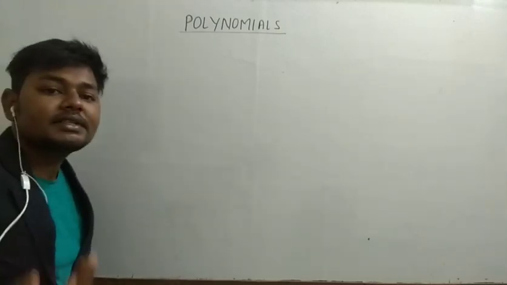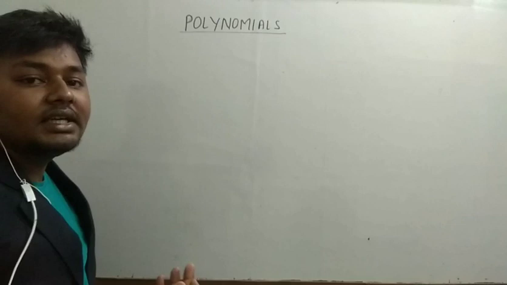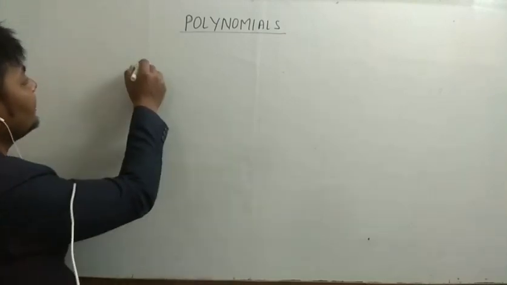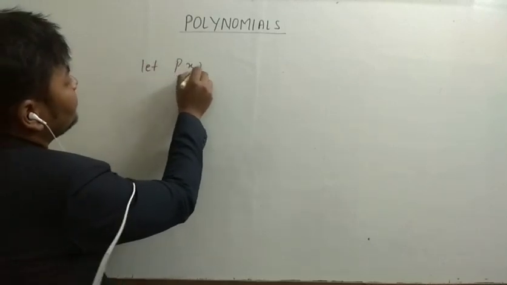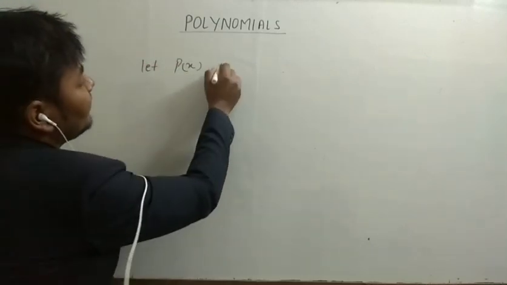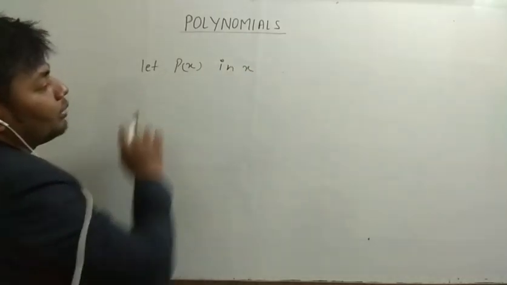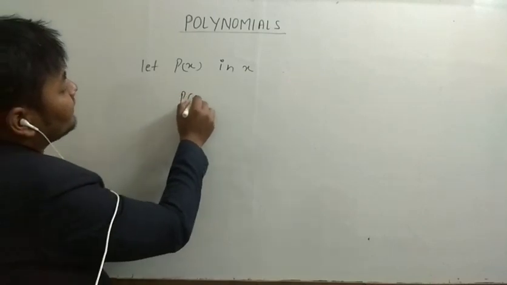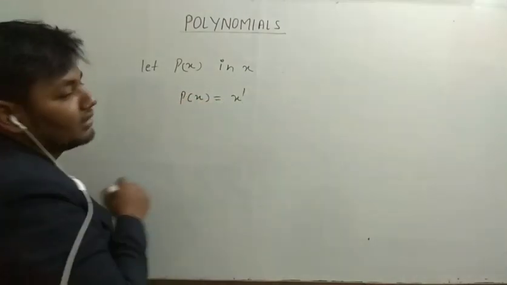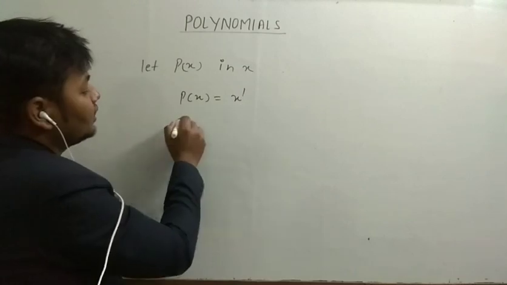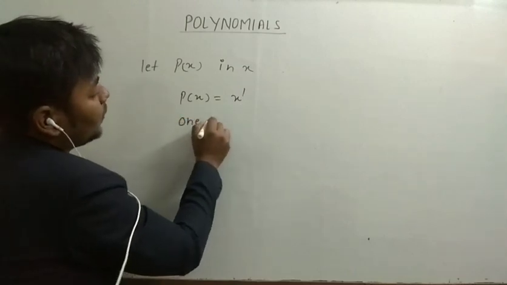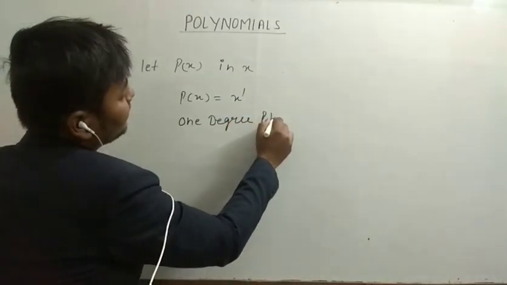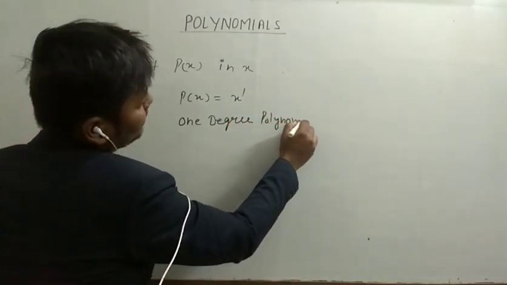So first of all we will discuss the polynomials, then we will check the degree and variables. Let p(x) be a polynomial in x. Then p(x) is equal to x to the power 1. Here the power is nothing, it is only 1. So this is a 1 degree polynomial.